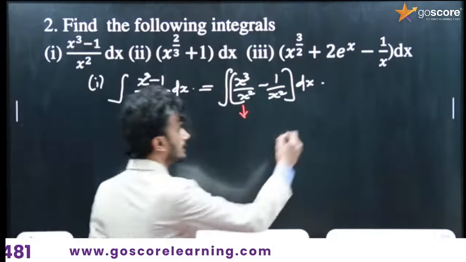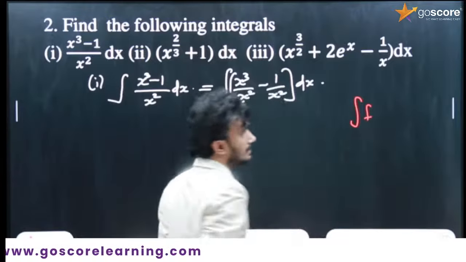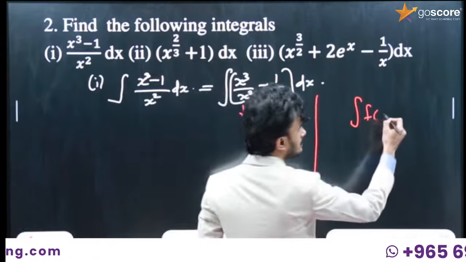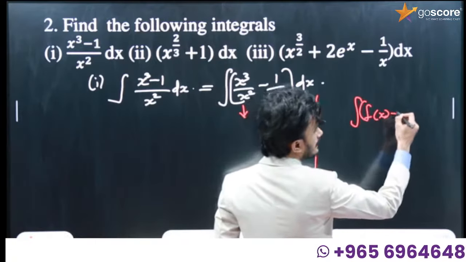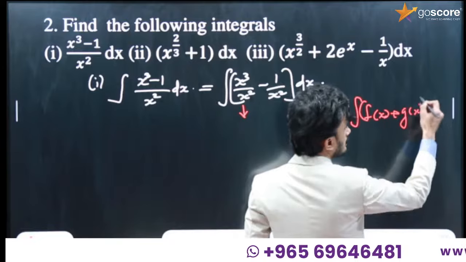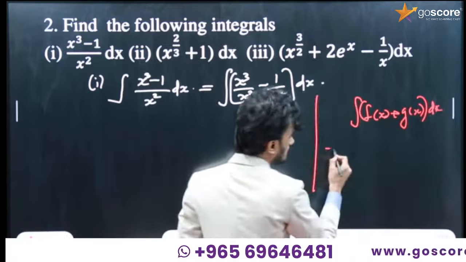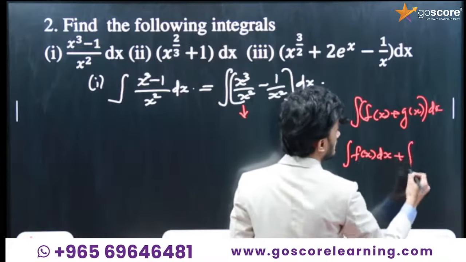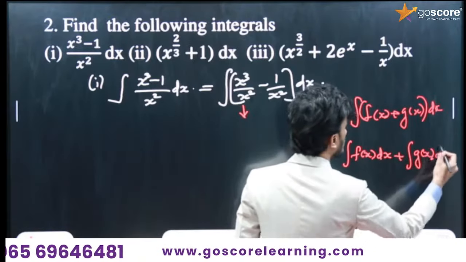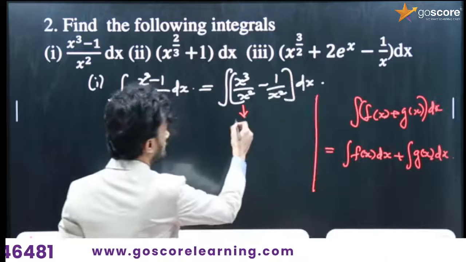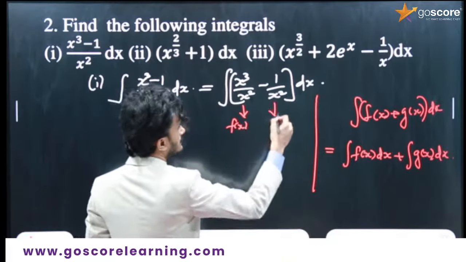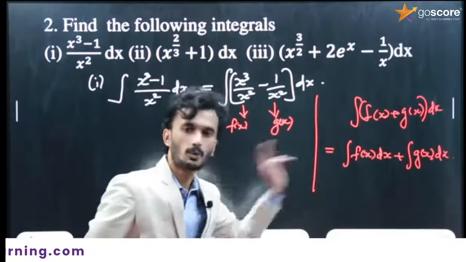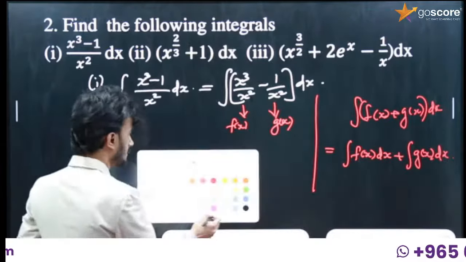Integration. On the right side you can write like this: integration of f of x plus g of x dx is equal to integral f of x dx plus integral g of x dx. This one is a property. So the first function is f of x, the second function is g of x. So you can use this property. So what will be the result?